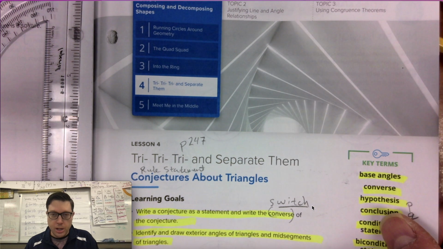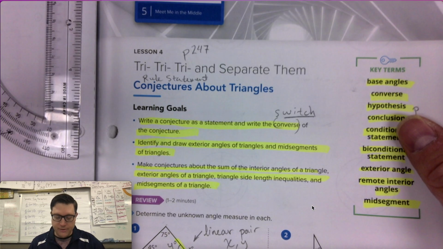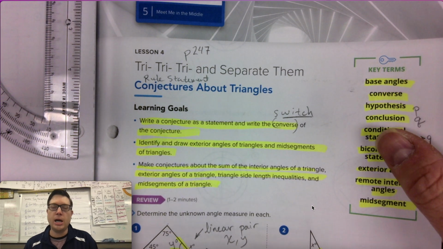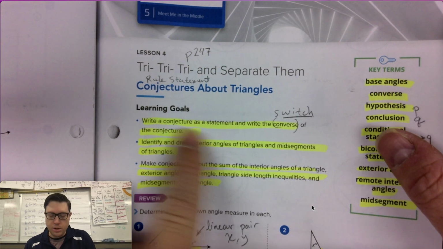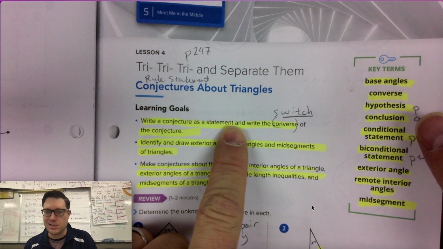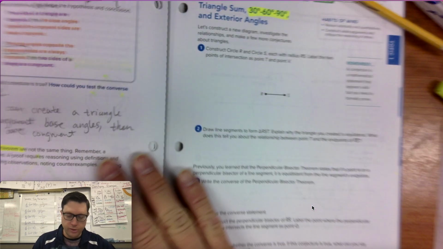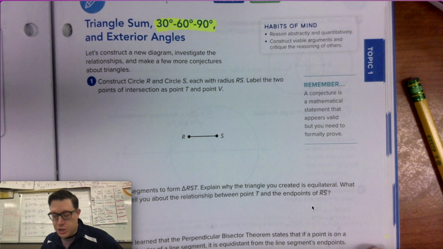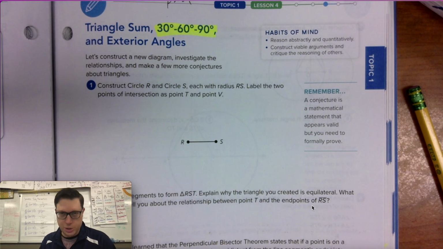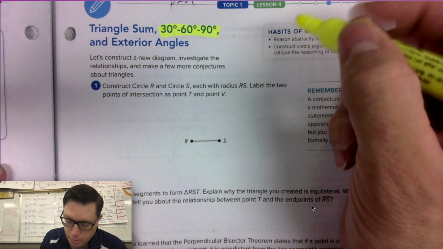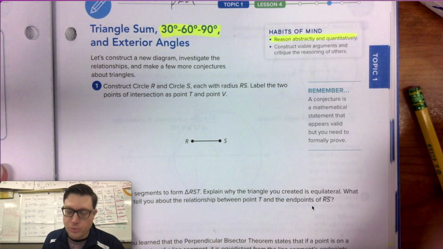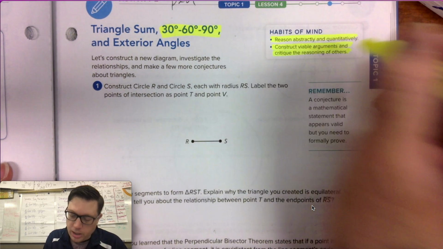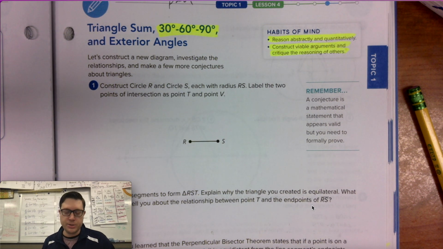In case you're wondering, the learning goals back on page 247 identify that we're going to identify and draw exterior angles of triangles and midsegments. We're going to continue the conversation on writing a conjecture as a statement and the converse. We should highlight what mathematicians do. So mathematicians, like you are practicing, we're going to reason abstractly and quantitatively. We're going to construct viable arguments, and we're going to critique the reasoning of others.